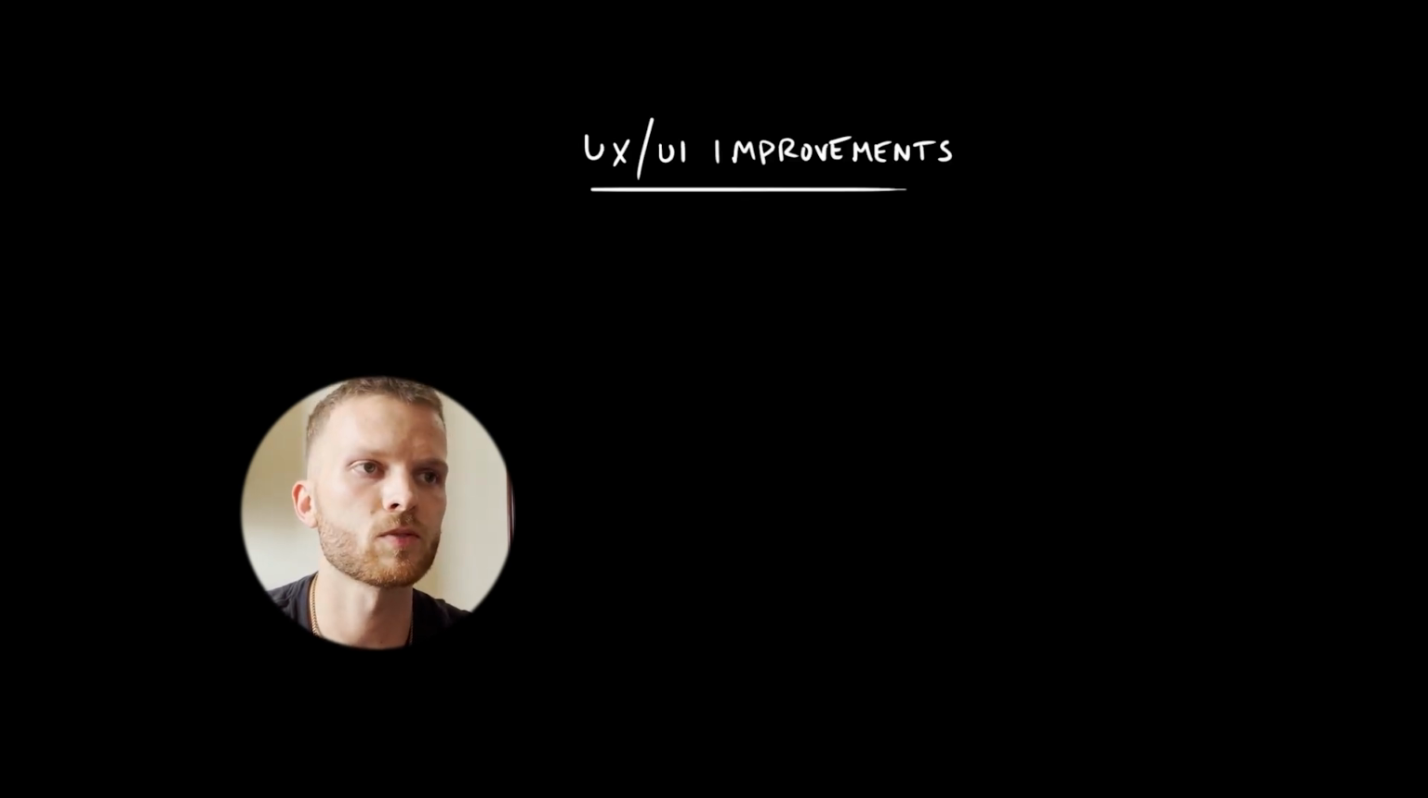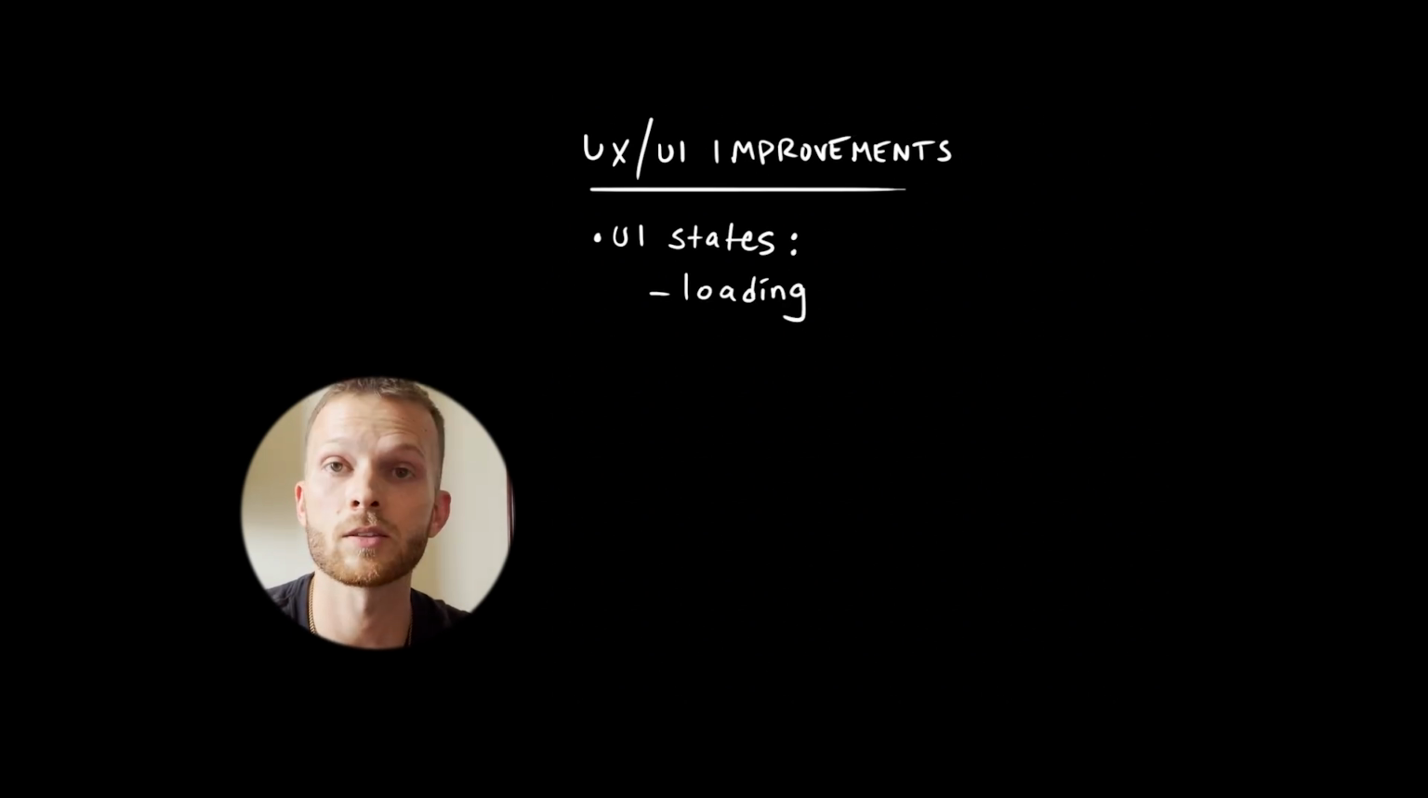So let's go a few steps further and make the user experience even better. There are a few different UI states we should account for. Loading: we're currently waiting for a response from the cache or network, so we can display some kind of a spinner or skeleton loader. These are especially useful on devices with slower network connections. There's also an error state.